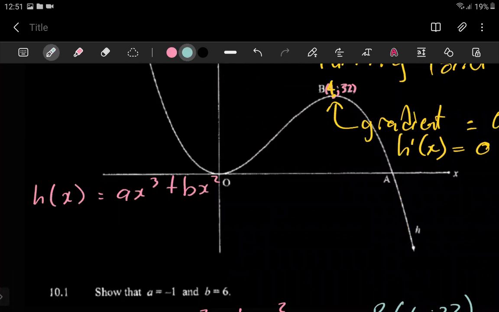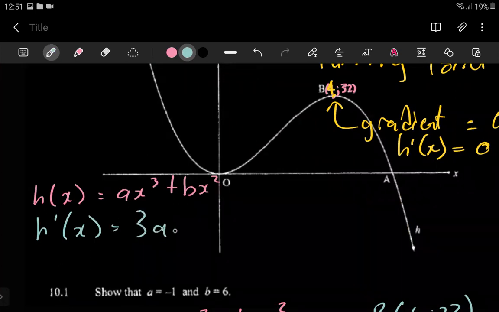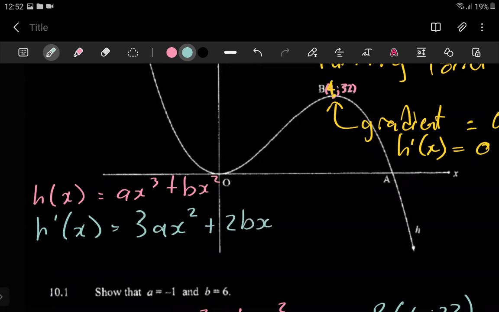So we need a gradient equation here. A gradient equation will look like this. 3 times a is 3a x squared. Because 3 times a is 3a, right? And then 3 minus 1 is a 2. So here also differentiating it is going to be 2 times b, which is like 2b. And then 2 minus 1 is just a 1. So there's x to the power 1. So now you have a gradient equation.